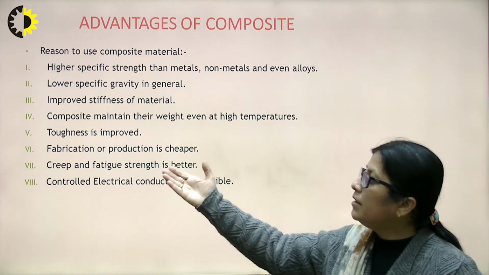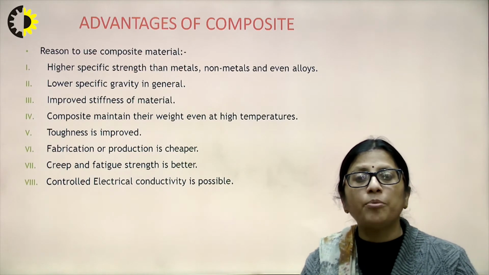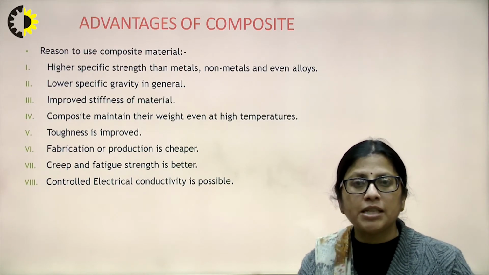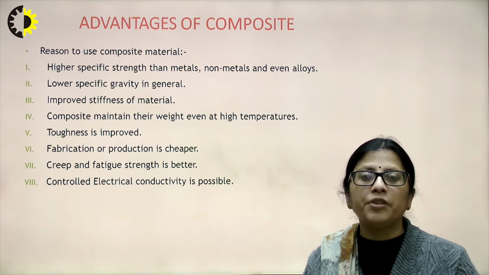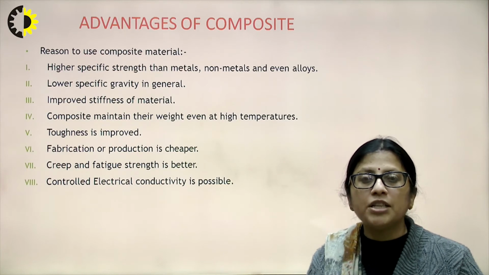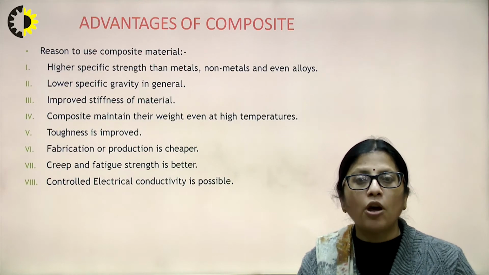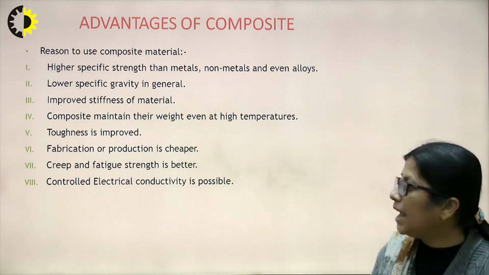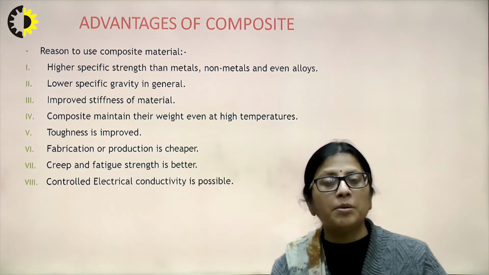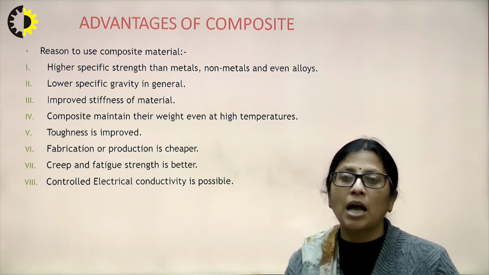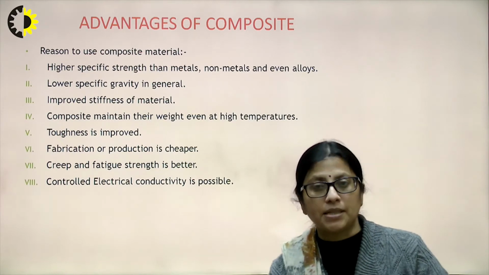Then their toughness is improved. We have already discussed that they are made up of matrix and the reinforced material, and the matrix evenly distributes the pressure to the reinforced material. Therefore, the toughness of these materials is quite improved compared to metals, non-metals, or alloys. Then the fabrication or production is cheaper. We are using polymer material, glass fibers, or carbon fibers, which are obviously much cheaper than metals.